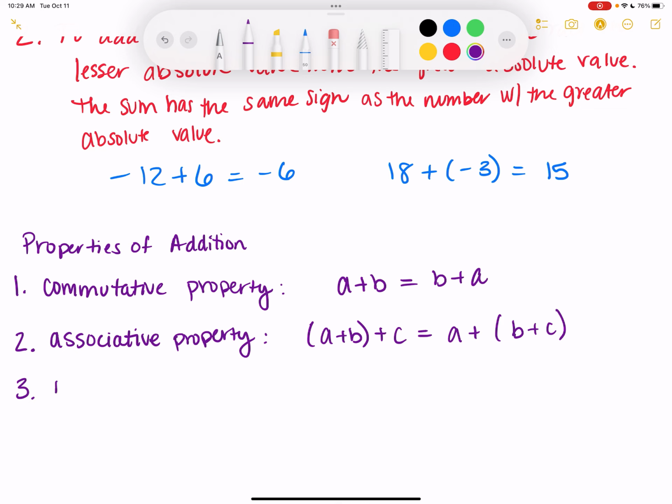Three, the identity property. It says that A plus 0 is equal to 0 plus A. So in a sense, that kind of looks like number 1, okay? But this is just equal to A. So that's just telling you that if you add 0 to anything, it's equal to itself.